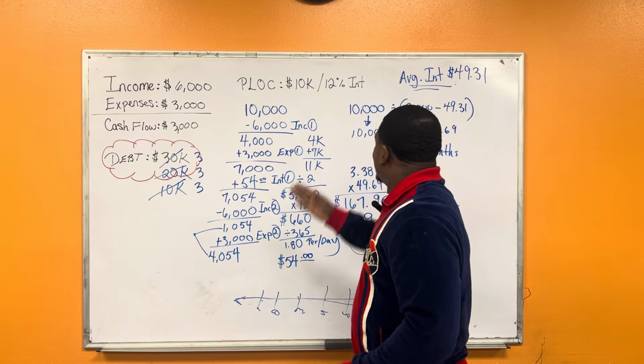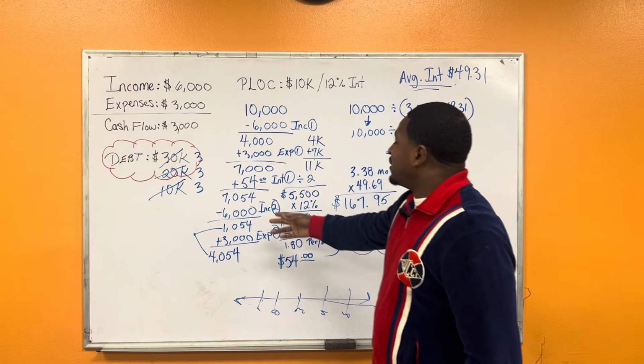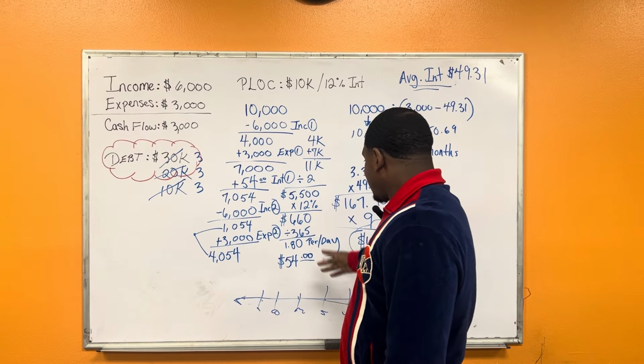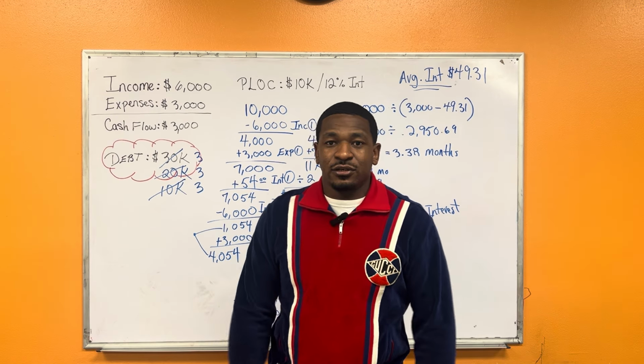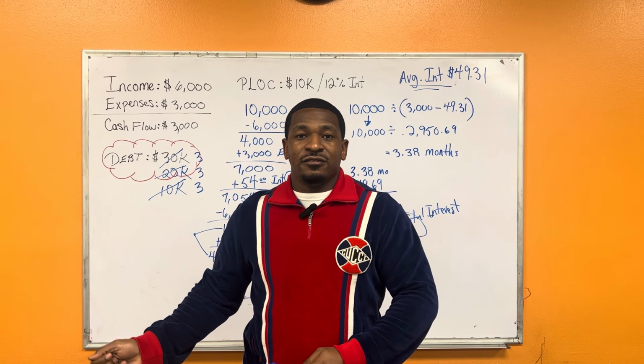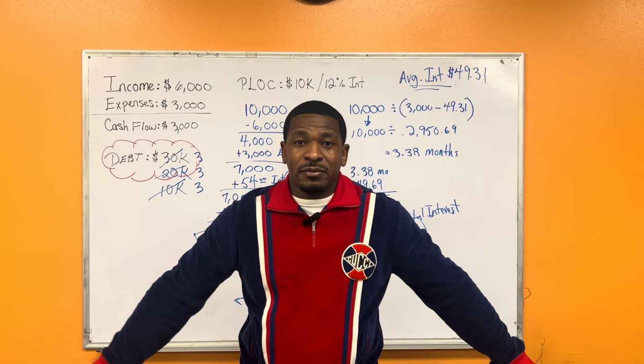Look at this. Your interest payment is literally $54, right? Like $40. And it's automatically locked in inside of the line of credit. So when you put your income in, it's already paid for. You ain't got to worry about it.